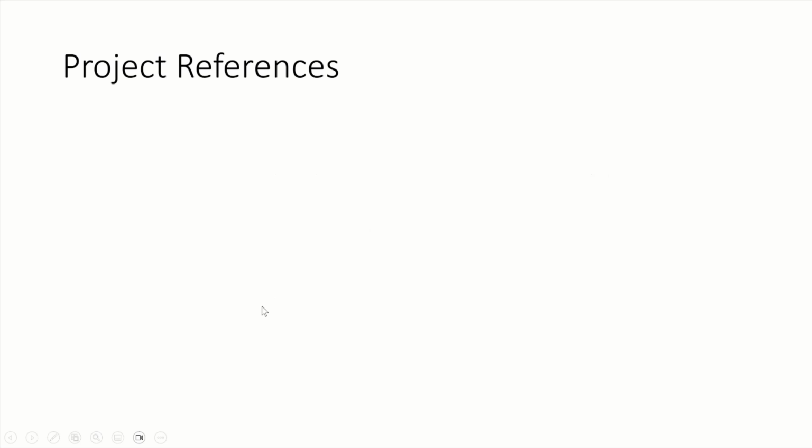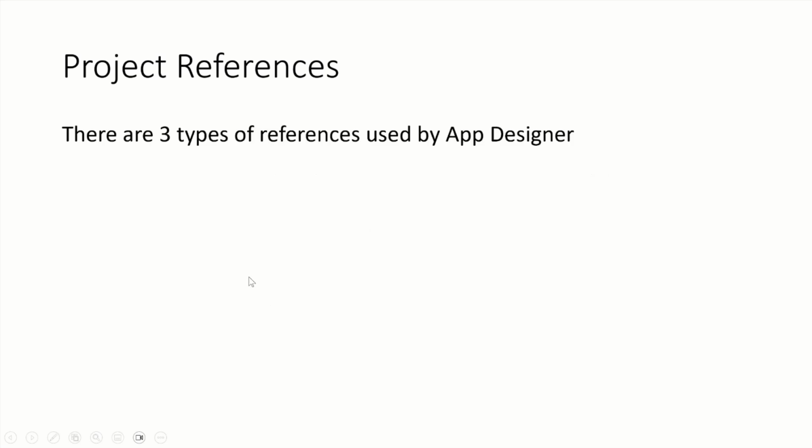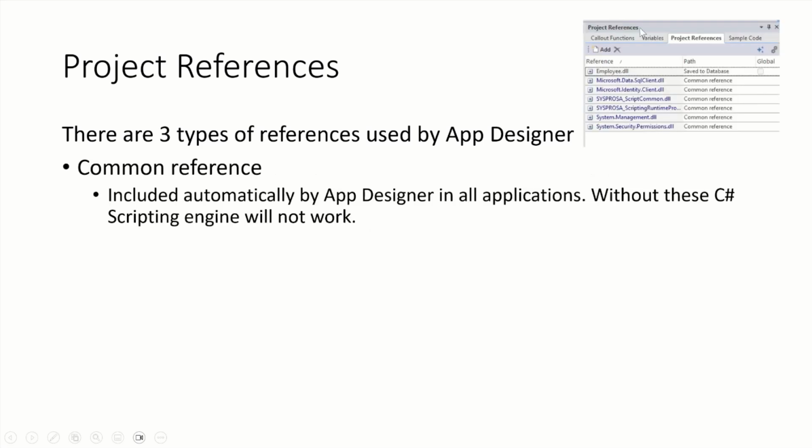So just as a recap from the previous course, there were 3 types of references used by App Designer. Just remember that it was a project reference tab up here that we saw in App Designer. And when you first start up with a blank App Designer, you get these blue links to these DLLs. These are the common references. They're included automatically by App Designer in all applications. Without these, the C# scripting engine will not work. So you can't delete them and you can't change them.